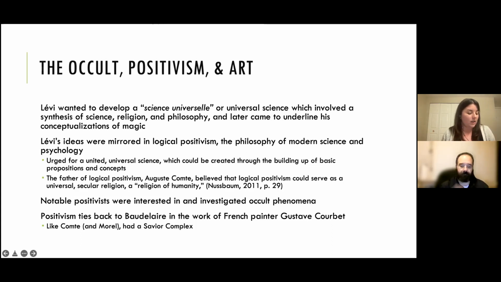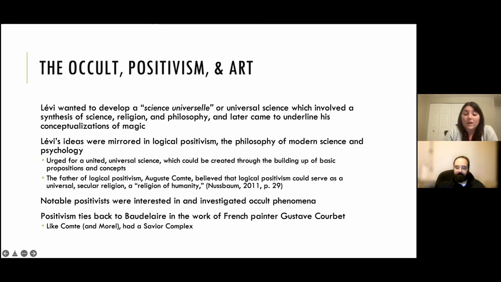And Neurath wasn't the only notable positivist interested in and investigating the occult. There were a number of other members of the Vienna Circle who were also investigating paranormal phenomena. So again, kind of ironic considering these guys were the ones trying to get rid of the metaphysical.